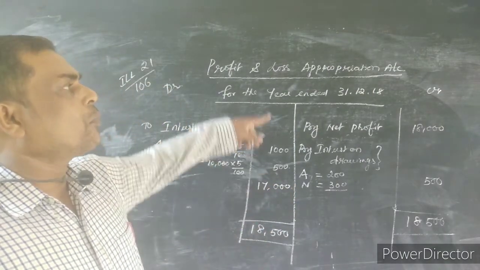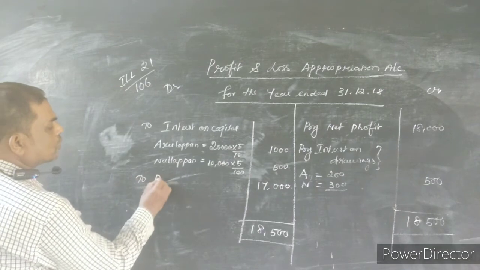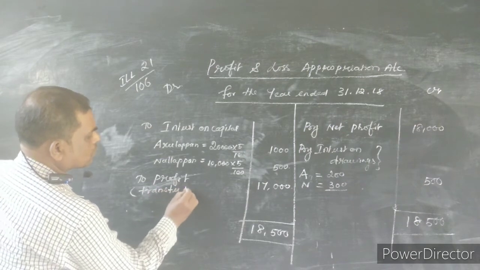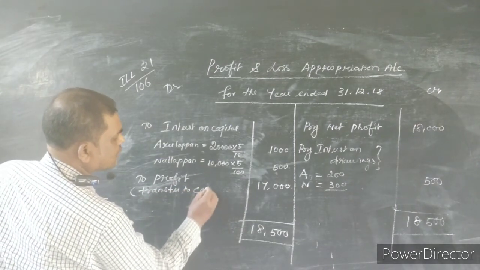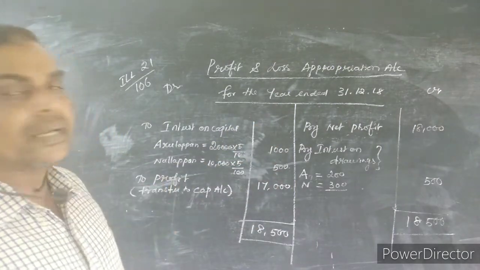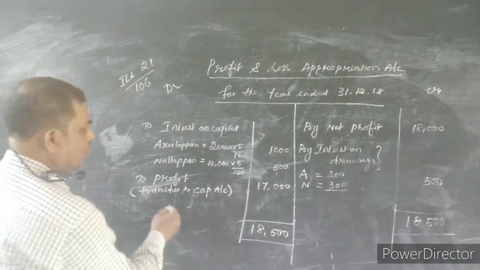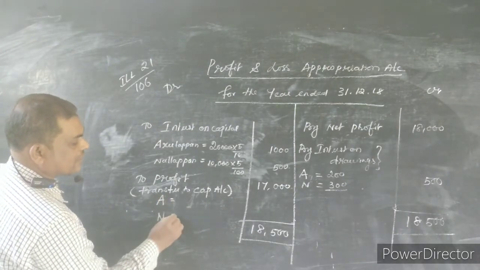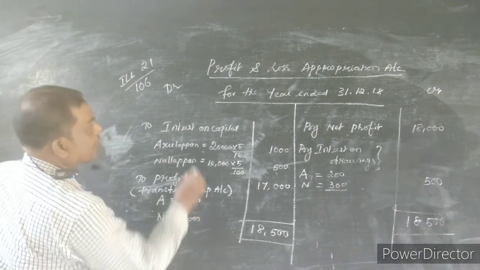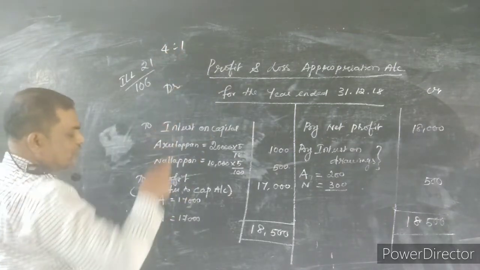This amount should be apportioned to whom? The partners Arulappan and Nallasamy. So we put here: profit, in brackets transfer to partners' capital account. This 17,000 will be apportioned to Arulappan and Nallasamy. The ratio given is 4:1. So 4:1 means totally 5 shares: 4 shares will go to Arulappan, 1 share will go to Nallasamy.